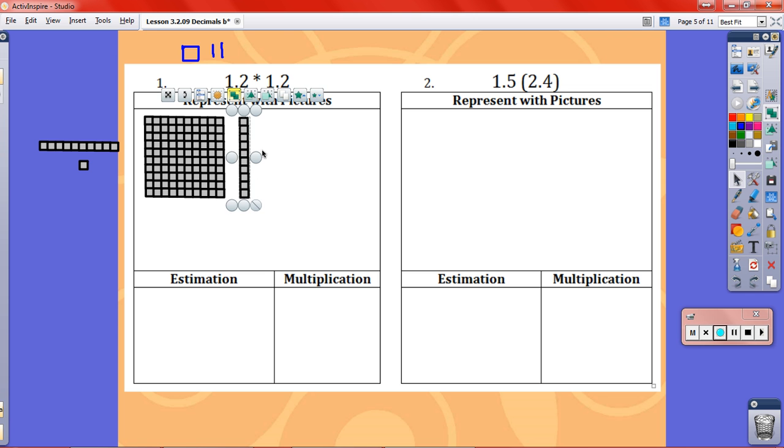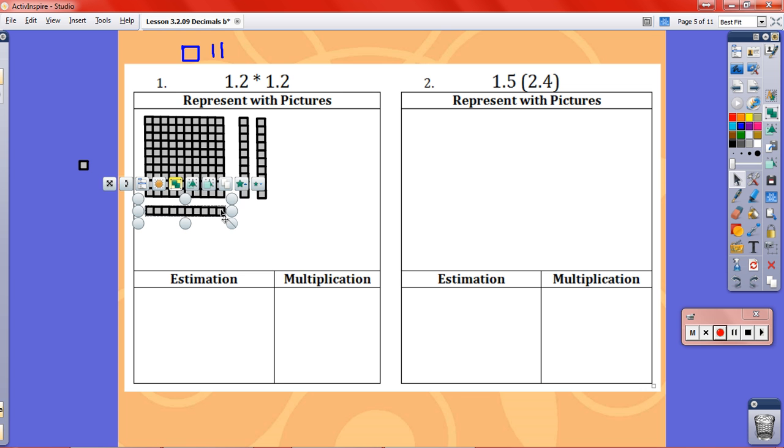1 and 2 tenths. But instead of a whole number of groups of this, I have 1 and 2 tenths groups of this. So I have one whole group plus 2 tenths of a group, and it gets a little complicated here because I need to show what 2 tenths of a group would look like. So this is what 2 tenths of a group would look like.